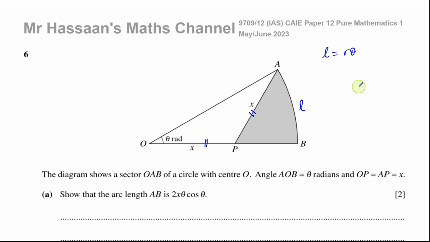This is given in the formula sheet. But here theta must be in radians. It can't be in degrees. The formula that you learned from IGCSE for length of an arc was theta over 360 degrees times 2 pi r, because we didn't deal with radians at that time. So it was the angle over 360, that proportion of the whole circumference, would be the length of the arc. That's where this formula comes from.